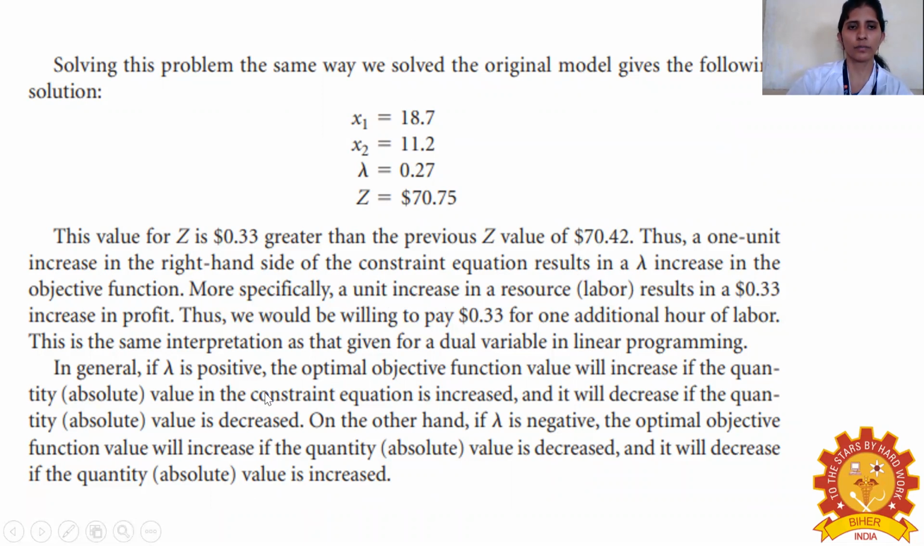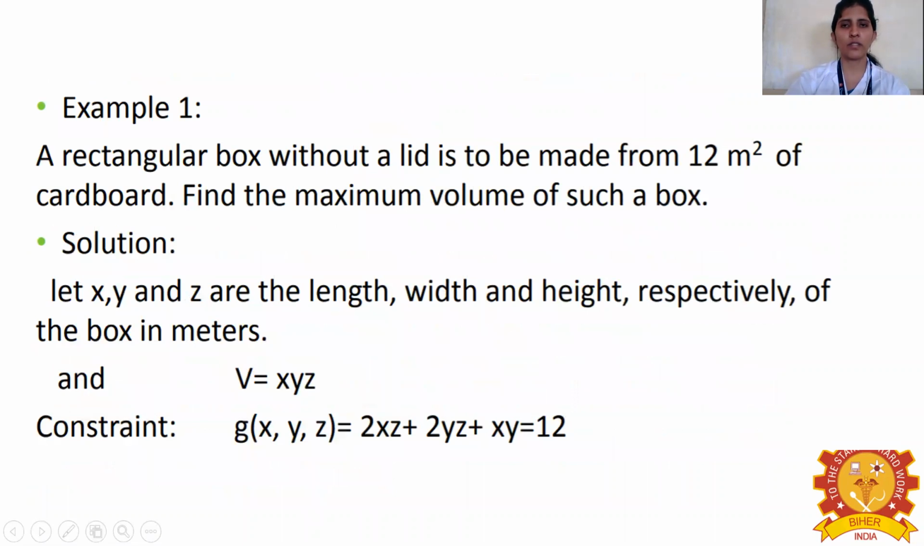So we would be willing to pay $0.33 for one additional hour of labor. In general, if lambda is positive, the optimal objective function value will increase if the quantity value in the constraint equation is increased, and it will decrease if the quantity value is decreased. On the other hand, if lambda is negative, the optimal objective function value will increase if the quantity value is decreased, and it will decrease if the quantity value is increased.